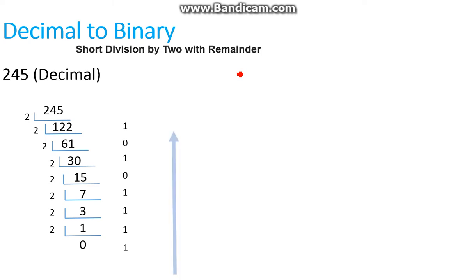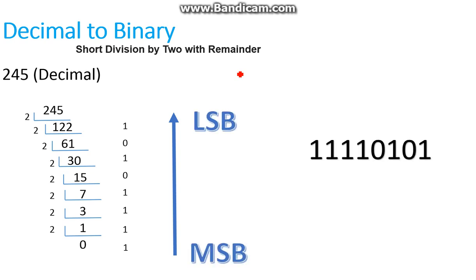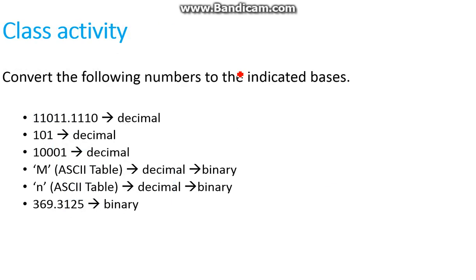Okay, the most significant bit is the remainder value located at the bottom, and the least significant bit is the remainder value located at the top. So the corresponding binary equivalent of 245 will be equal to this one. Okay, guys? Now, your turn.